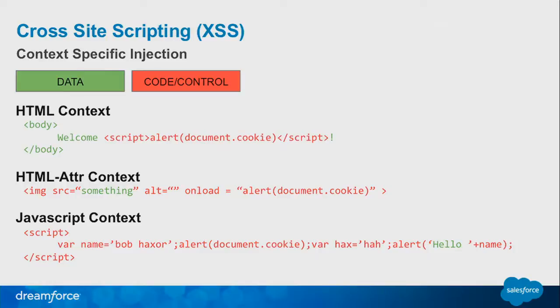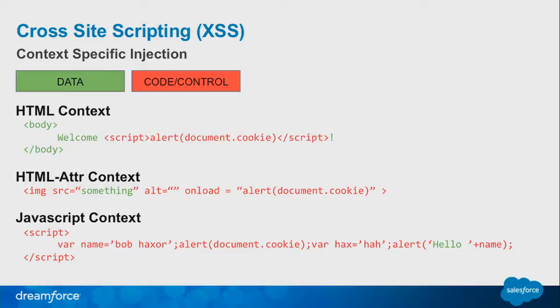Now, JavaScript context means I'm already inside the JavaScript block, so I don't need to worry about starting a new script block. I don't need to worry about starting a new handler that would execute my script, right? But what I would have to do is make sure that I close the context of the current JavaScript string that I'm in. So all I need to do is close the single tick, and then I'm out of the context of var name equals, and now I can do whatever my script wants to do, right?